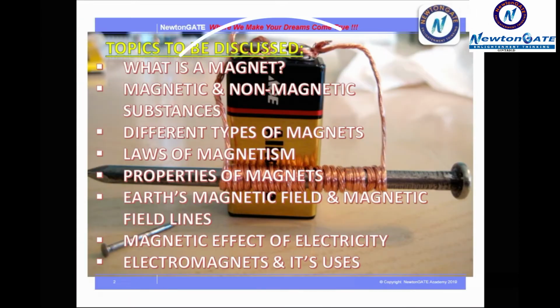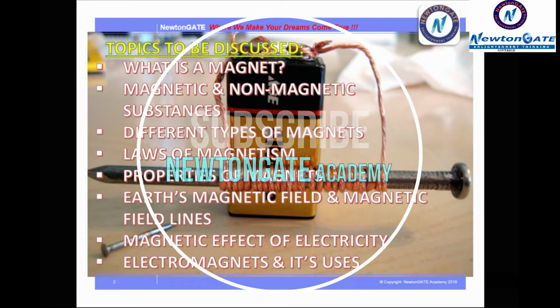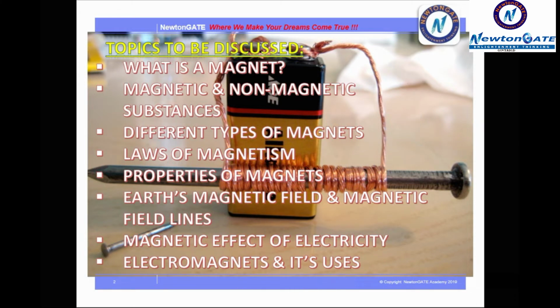The topics we will be discussing are: what is a magnet? Magnetic and non-magnetic substances, different types of magnets, laws of magnetism, properties of magnets, Earth's magnetic field and magnetic field lines, magnetic effect of electricity, and electromagnets and their uses at the end.